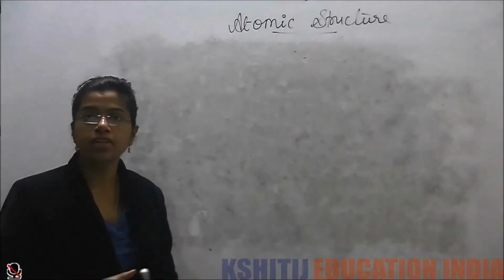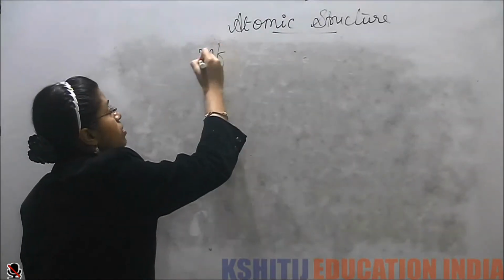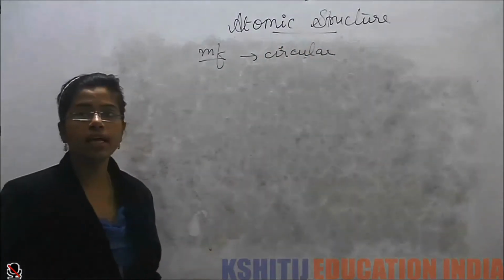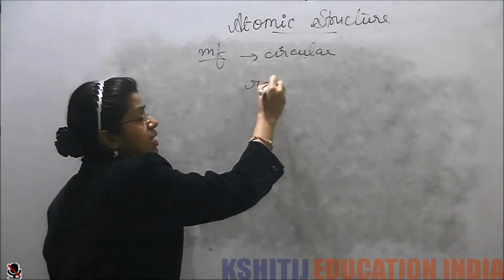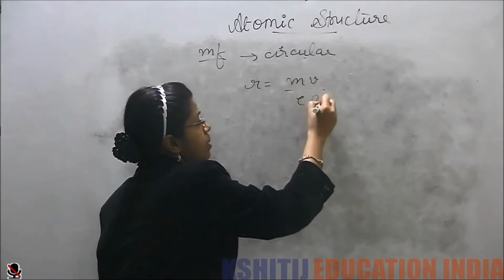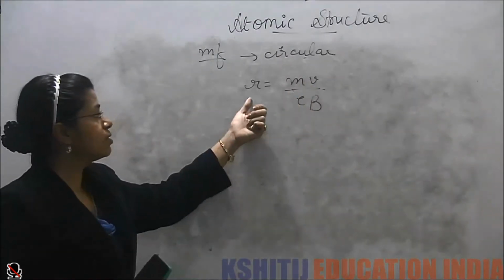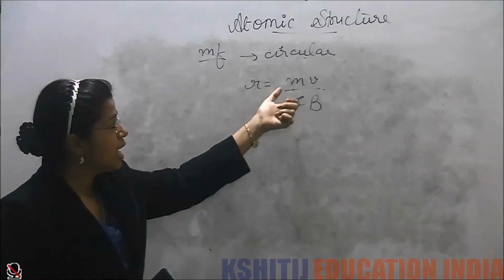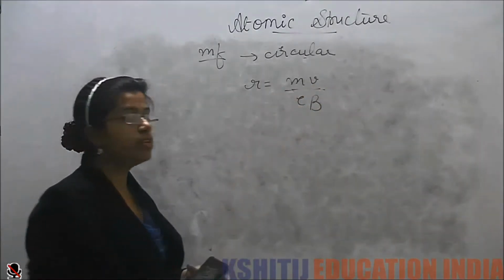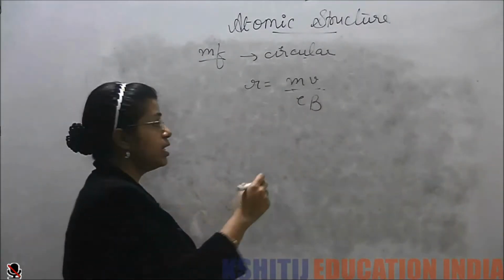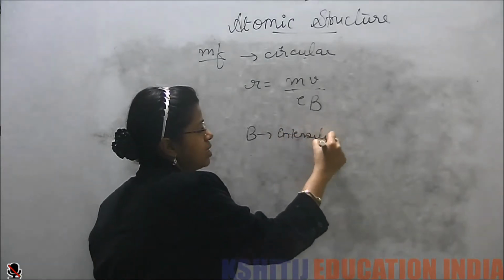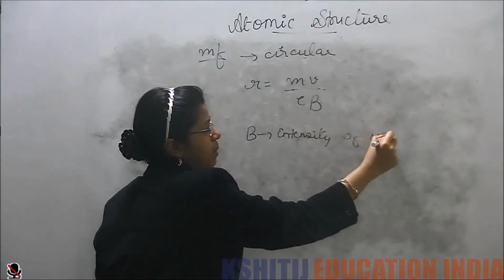The path of the electron in the magnetic field was found to be circular, with radius r. That radius r was given by mv upon eB, where r is the radius of the circular path, m is the mass of the electron, v is the velocity of the electron, e is the charge of the electron, the same terms that we saw earlier, and B is the intensity of the applied magnetic field.